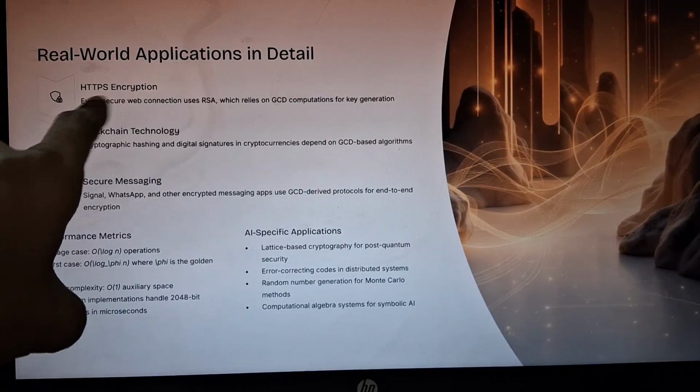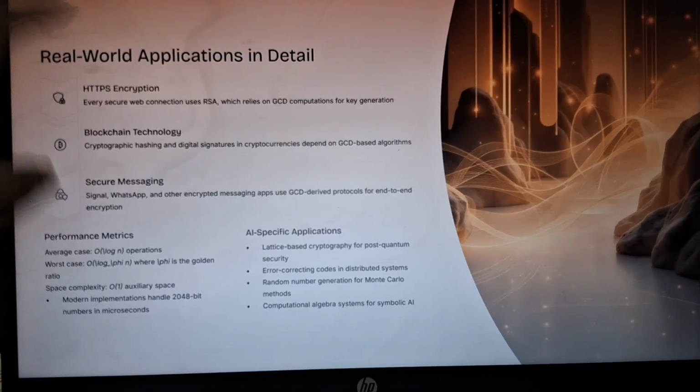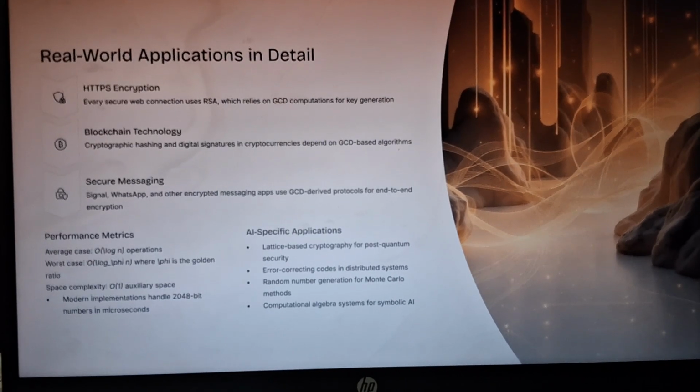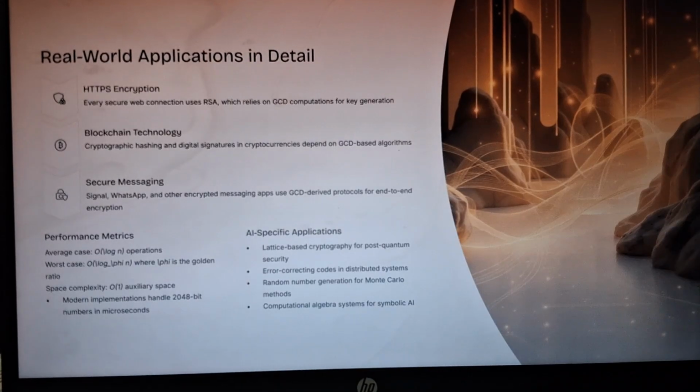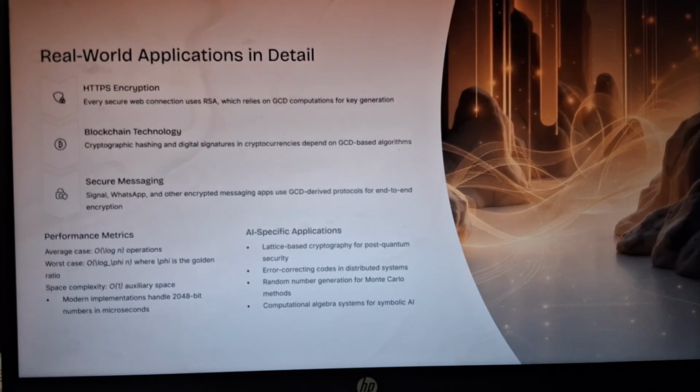Like the HTTPS encryption. This is a real world application where GCD is required for key generation. So you need to realize that this is a very lovely algorithm. It has got many applications. So if you just give it a little thought, you might be able to solve further problems related to this, and we can get some more applications based on the Euclidean algorithm.